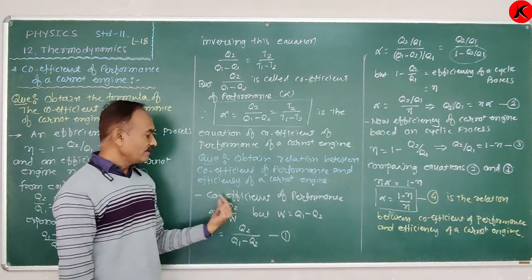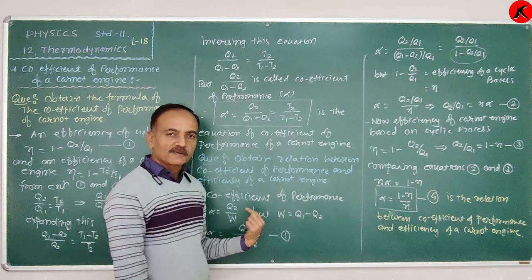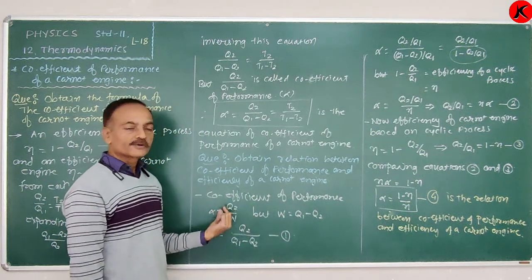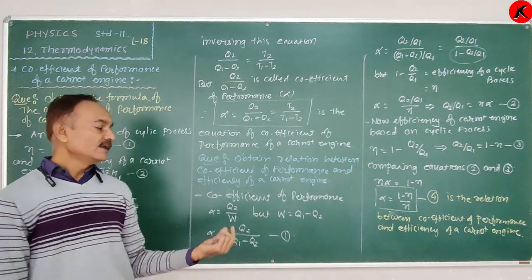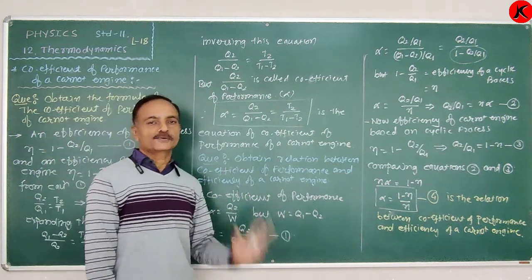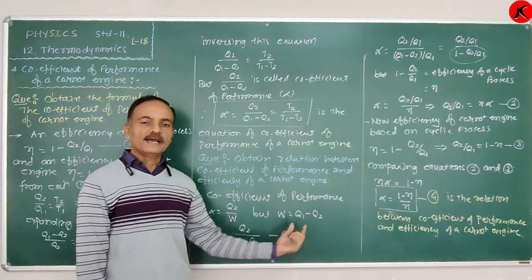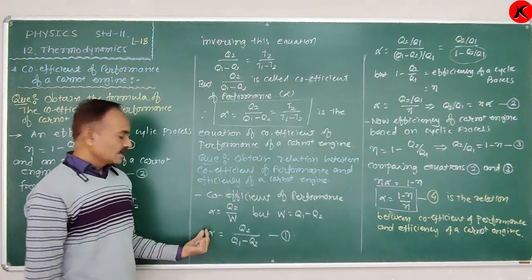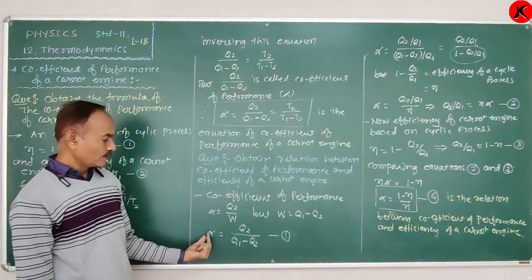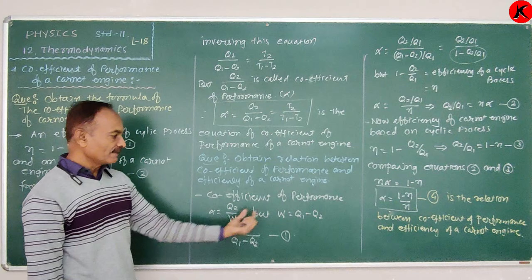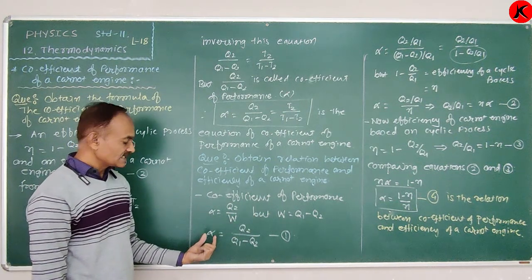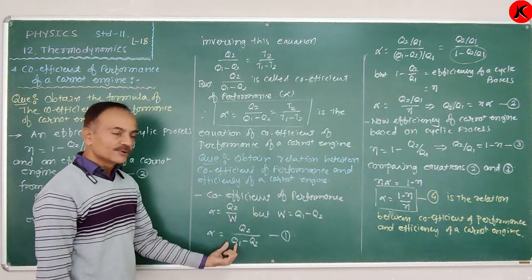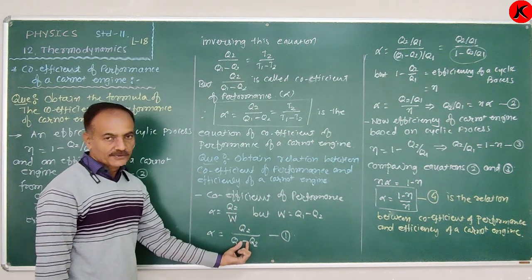Again, we obtain the relation between coefficient of performance and efficiency of a Carnot engine. Now we know that the coefficient of performance alpha is equal to Q2 upon W. What is W? W is equal to Q1 minus Q2, heat absorbed minus heat released. Substituting W as Q1 minus Q2, alpha is equal to Q2 upon Q1 minus Q2.